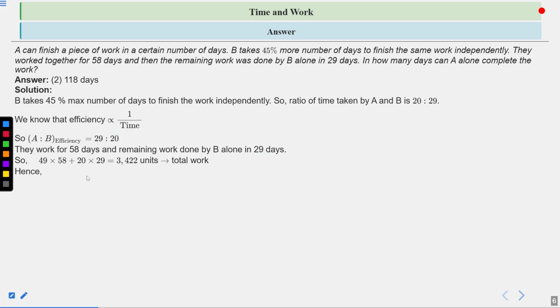Now the question is, in how many days can A alone complete the work? So we have the efficiency of A, which is 29 units, and the total work, which is 3422. So just divide the total work by the efficiency of A. We get the number of days, which is 118 days. Second is the correct answer of this question. Next one.